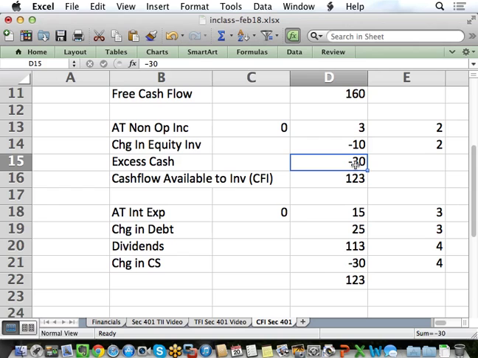Does everybody see that? The opposite would be true if it drew down its cash reserves to pay out more stock. Then it would have a positive excess cash because it took money from savings and put it into checking, and then it redistributed it.